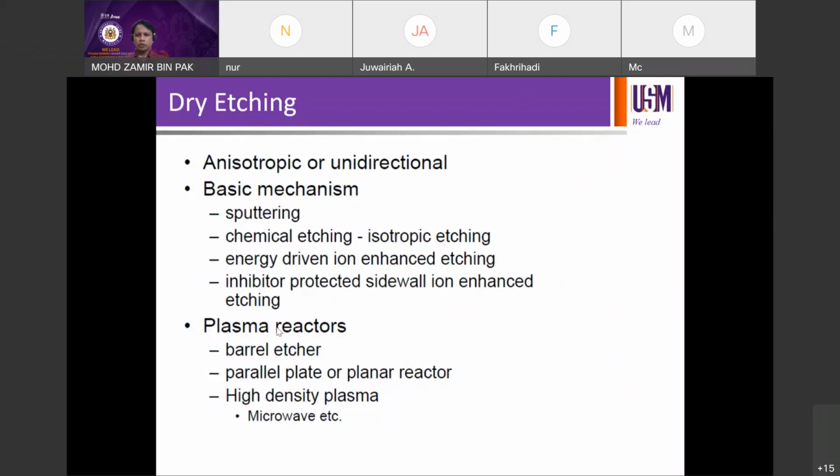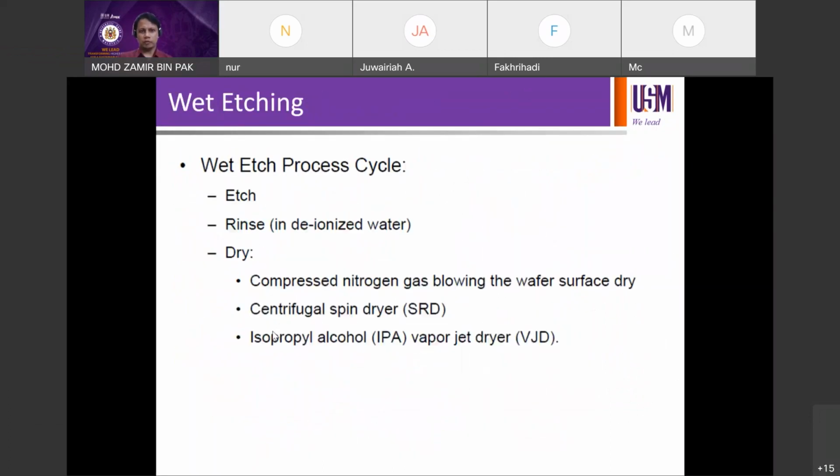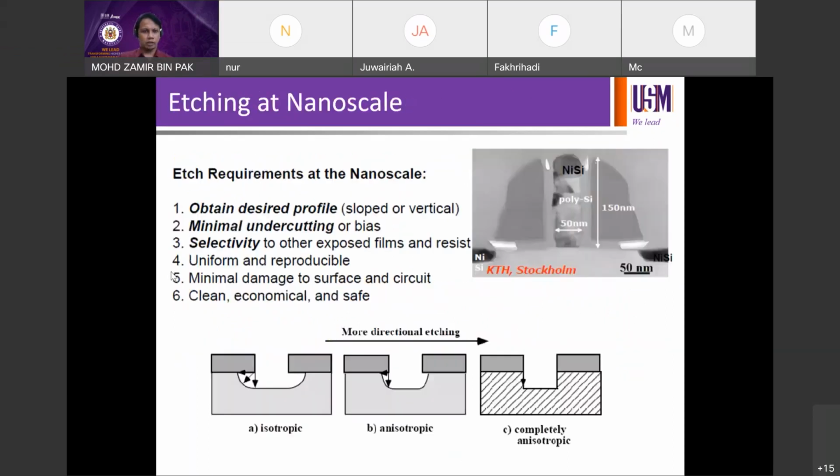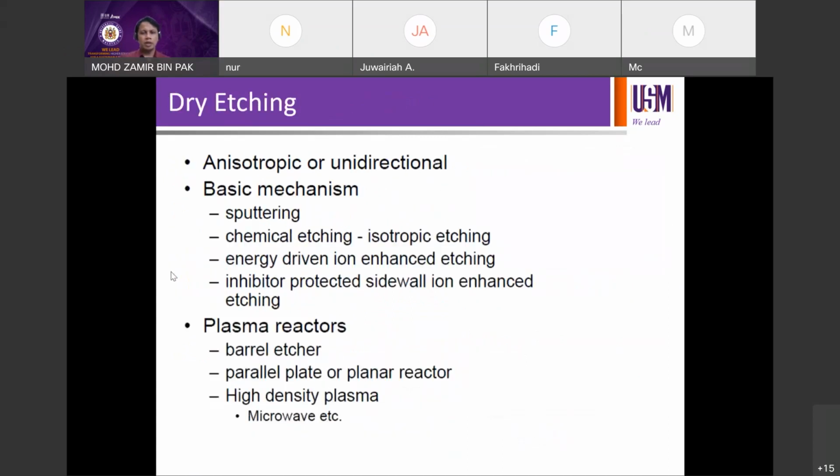Right, okay. So let's move on with dry etching. We've discussed wet etch before the break, and today we're going to finish off etching, okay? So let's move on to dry etch. Dry etch is the process, an alternative to wet etch, and it's carried out in plasma condition.